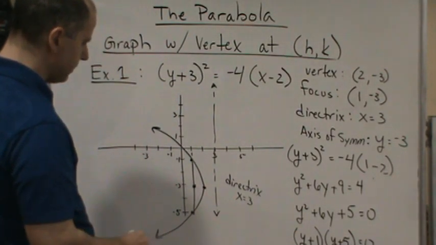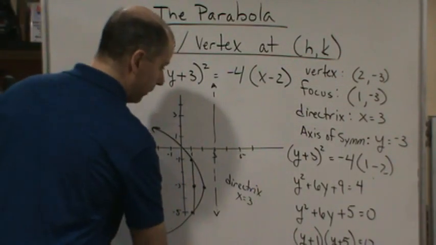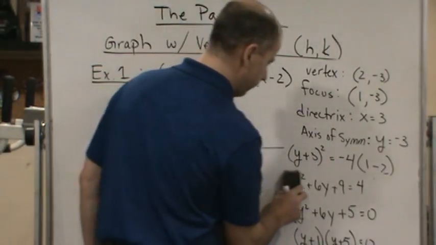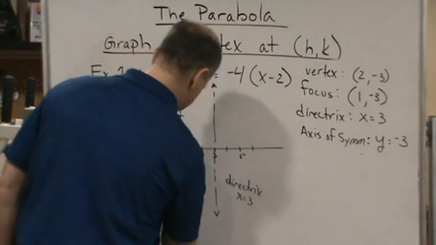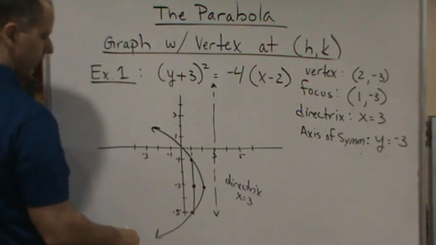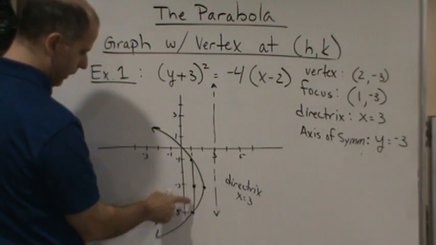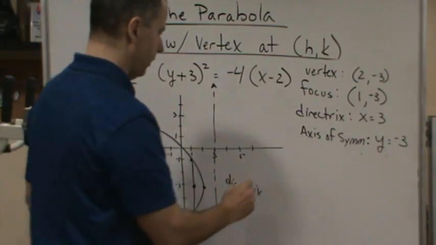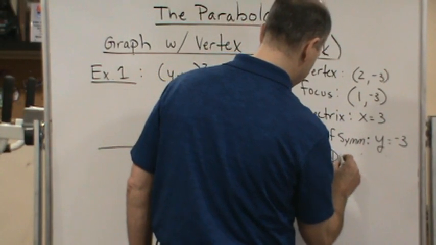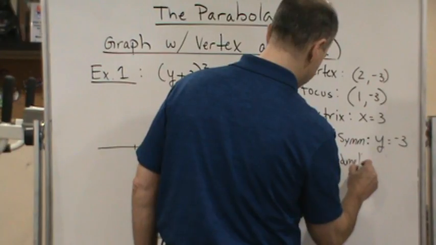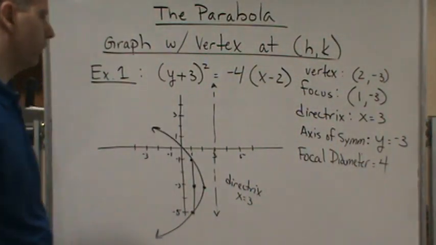Now, what is the focal diameter? The focal diameter is going to be the length of the latus rectum. So that's going to be 2 here and 2 here, so it's 4. So the focal diameter equals 4.